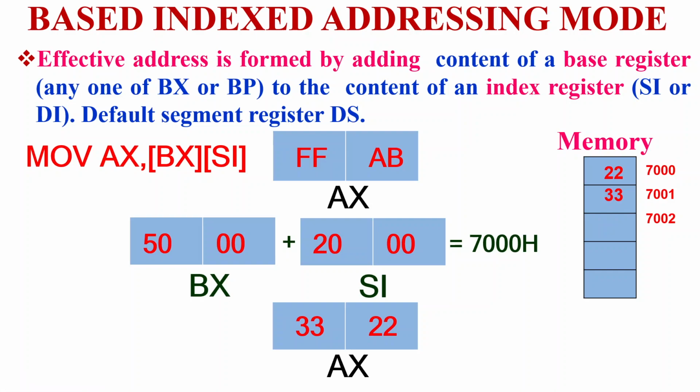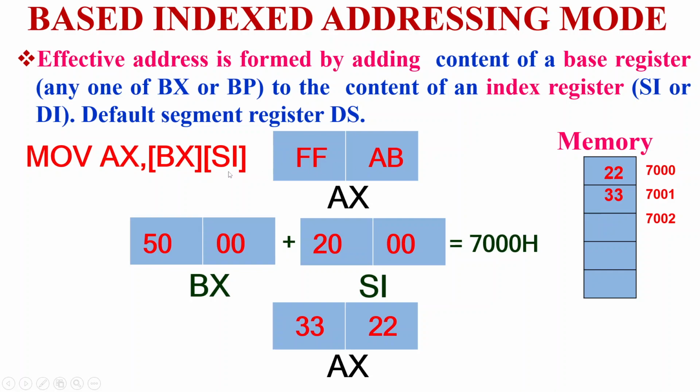Here the effective address is calculated by adding the content of the base register and the index register. The data segment is taken as the default segment. The base registers are BX, a general purpose register, and BP, the base pointer register. And we have two index registers: one is the source index register, the other is the destination index register. As an example, MOV AX, [BX][SI]. Here the content of AX is FFAB.